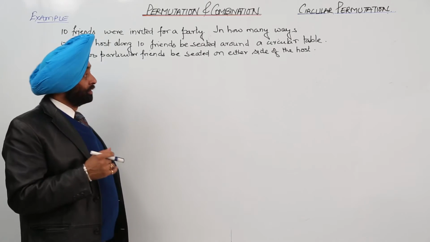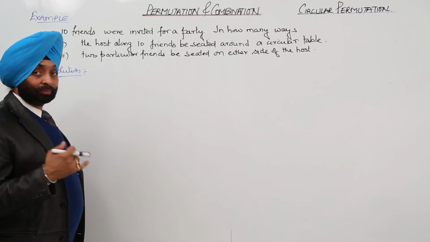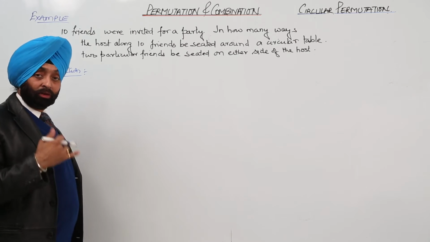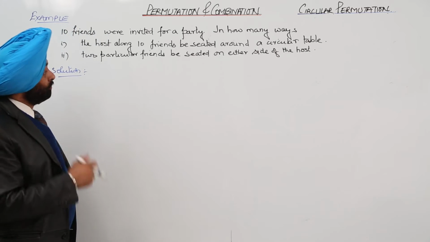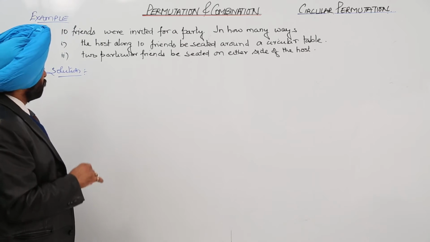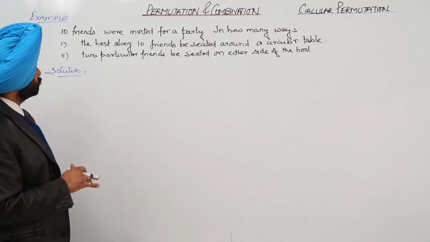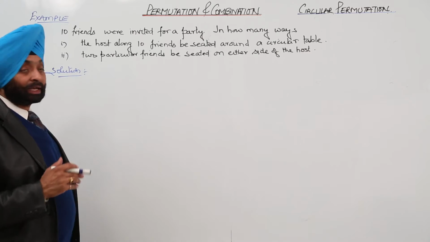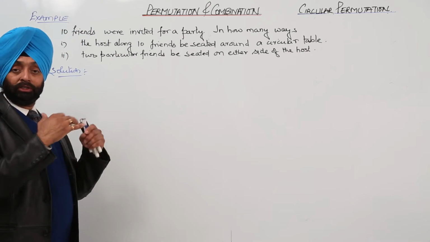Now for example, we have 10 friends invited to a party. Suppose I have invited 10 friends, so I will be the host and the remaining 10 will be my friends. In how many ways can, number 1, the host along with 10 friends be seated around a circular table? Number 2, two particular friends be seated on either side of the host? I will explain in two different ways.